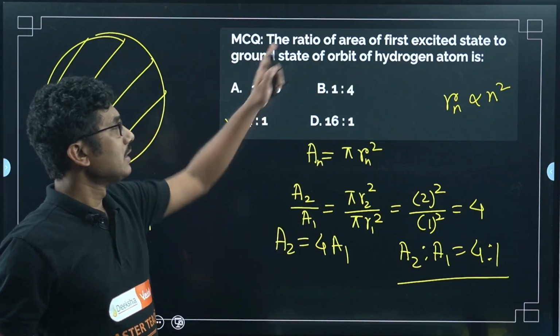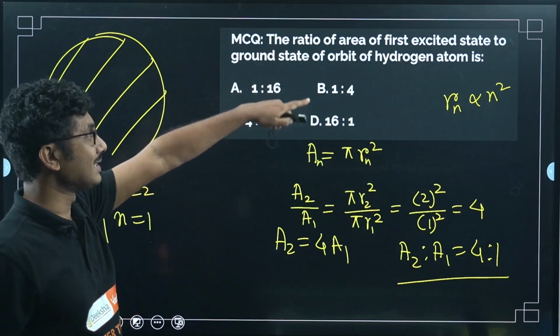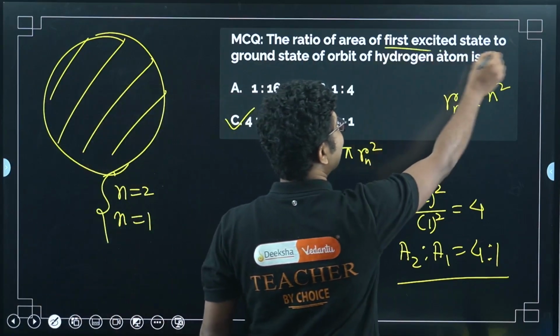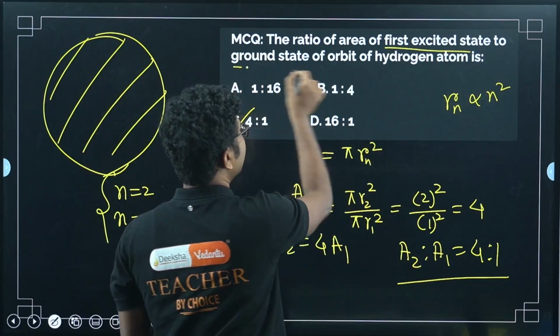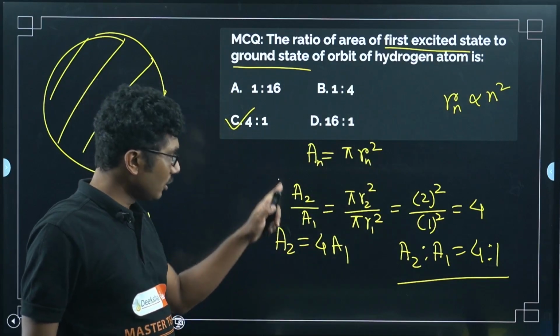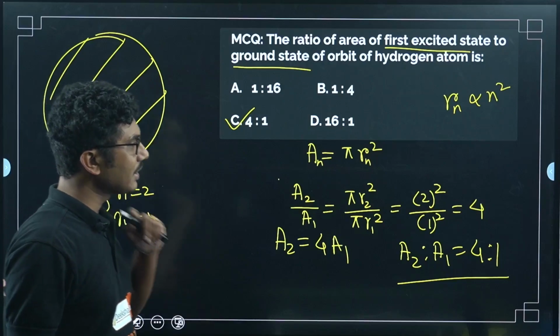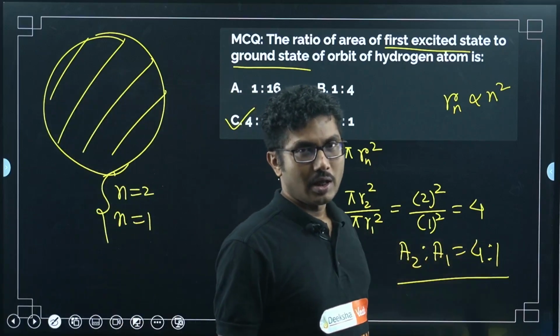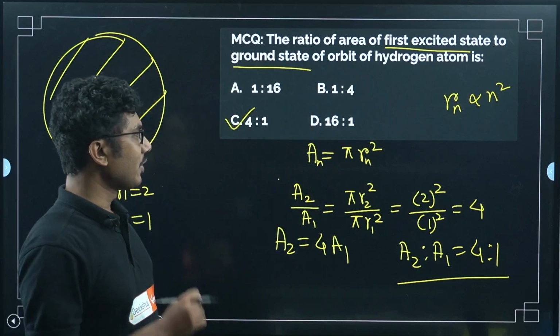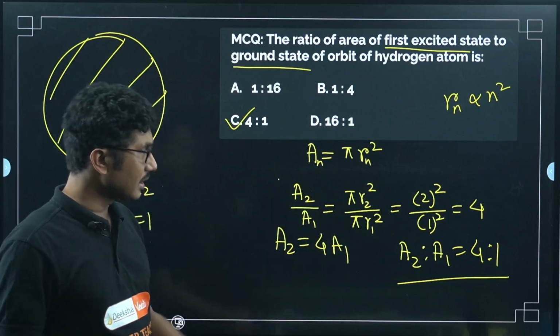Don't get confused. See what is first and what is second. First is the first excited state to the ground state, so the first excited state, that is 2, goes in the numerator. So it will be 4 is to 1. Easy question. If you have any doubt, don't forget to mention that in the comment below.